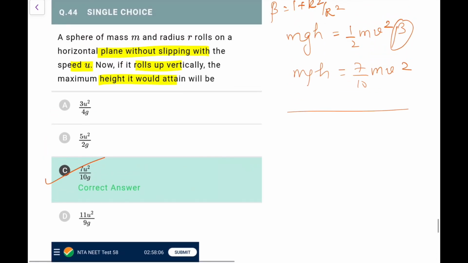Or you can do both kinetics. You can add half mv square plus half I omega square like that.